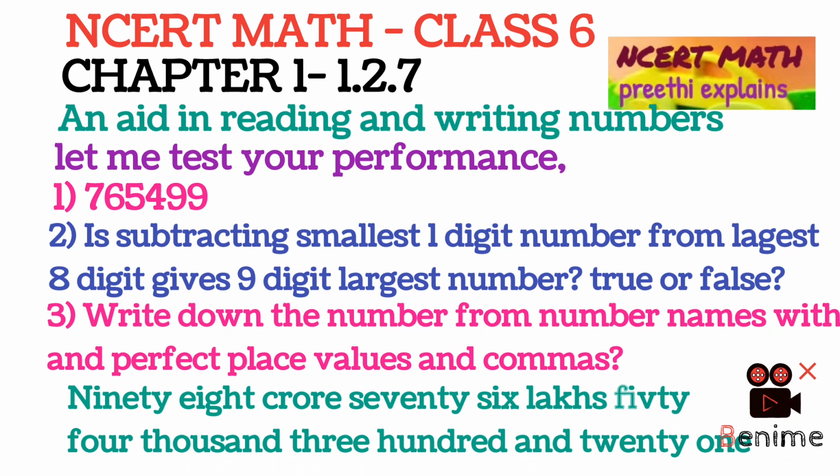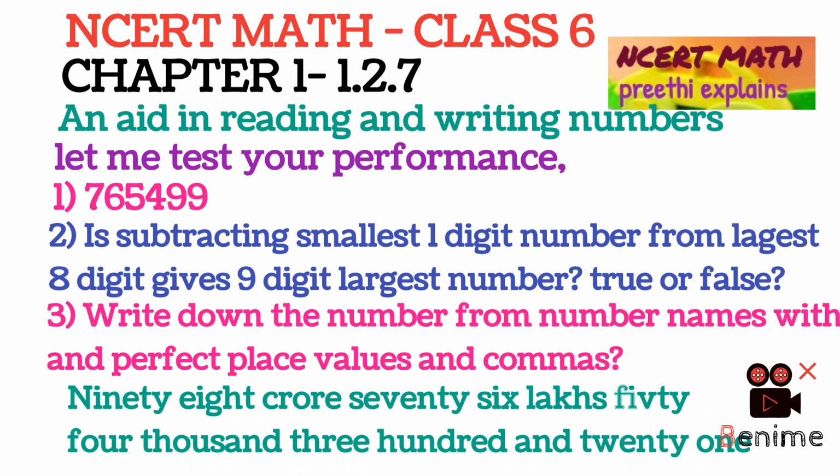The second question is: subtracting the smallest 1-digit number from the largest 8-digit number gives the largest 9-digit number. Is it true or false? You have to examine the question and write the solution. The third question is that you have to write the number for the given number names with perfect commas. Let us see the solution. You have to pause the video, write the solution, and check it in the upcoming seconds.